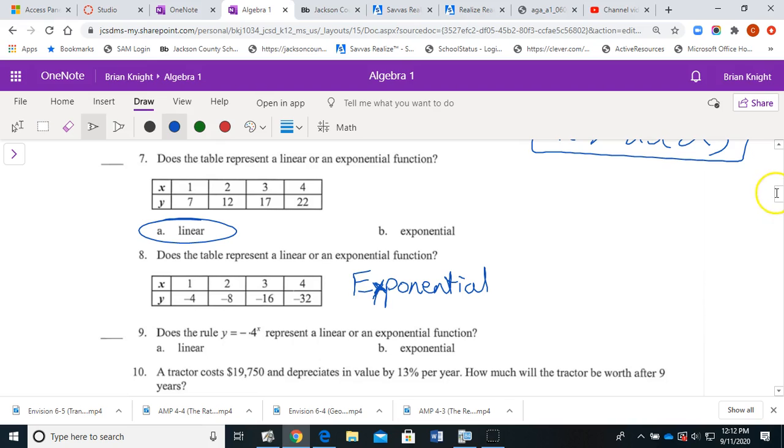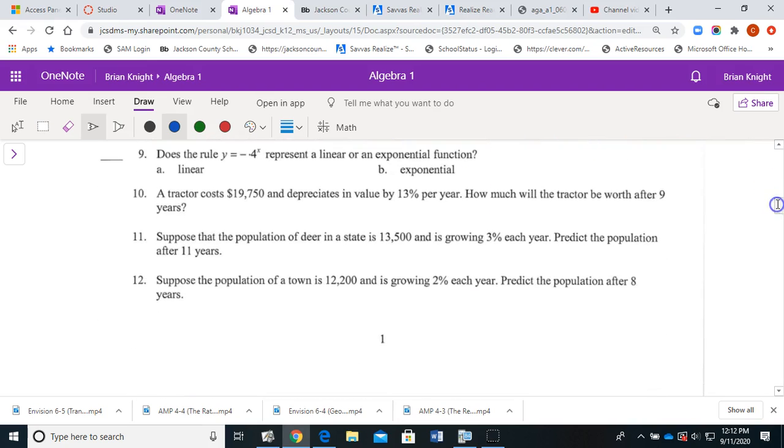Number 9 is the same type of question. Does the rule represent a linear or an exponential function? Well, what does that look like? Exponential. It's always exponential if your variable is the what? Is the exponent. If your variable is the exponent, it is exponential. Makes it pretty easy, I think. Okay? 10, 11, and 12.